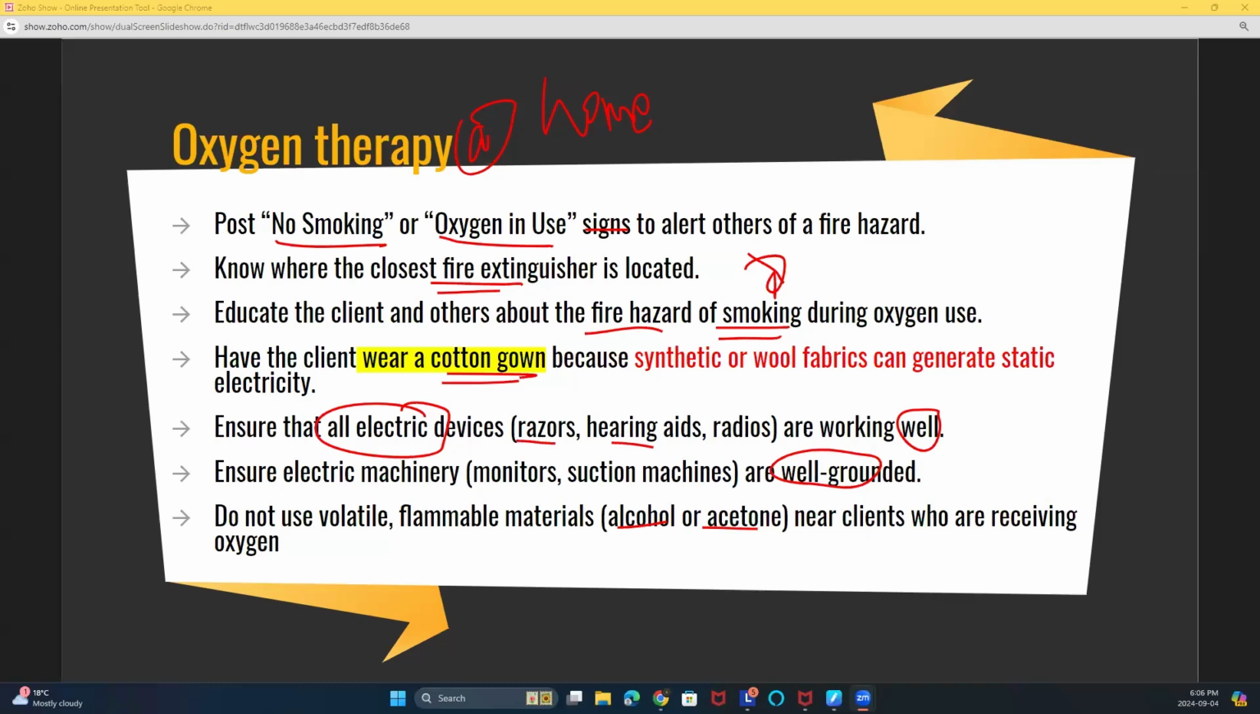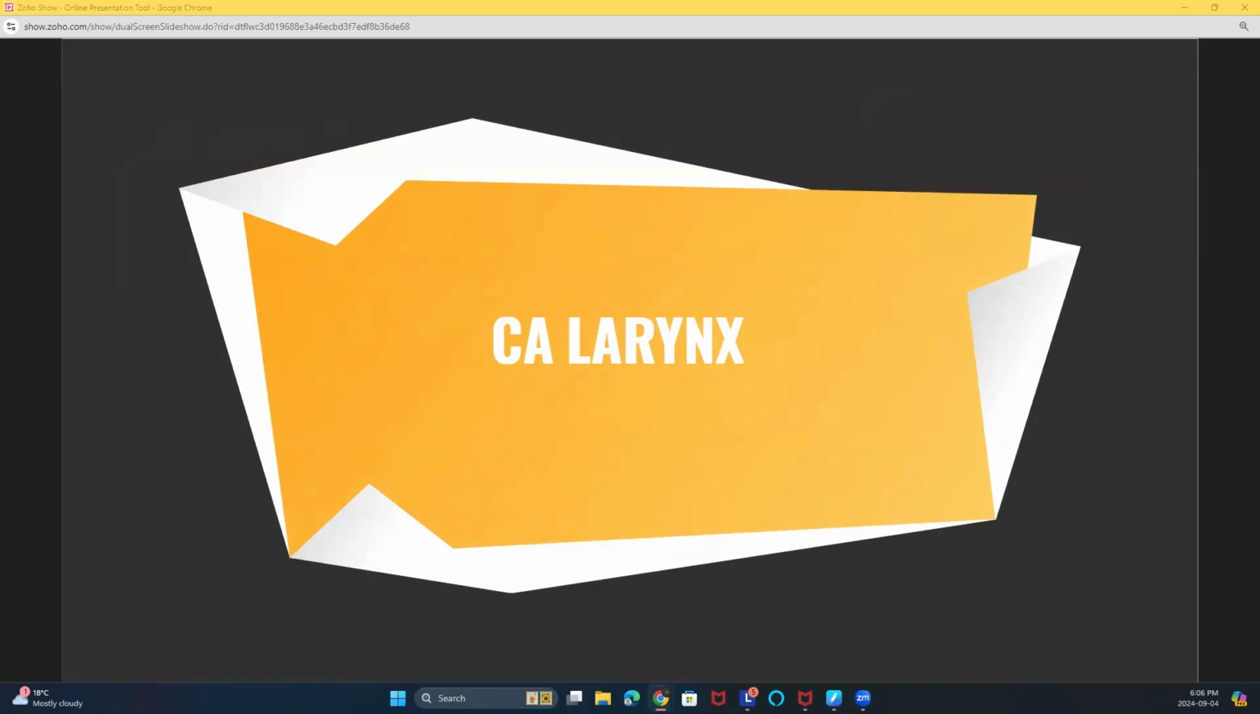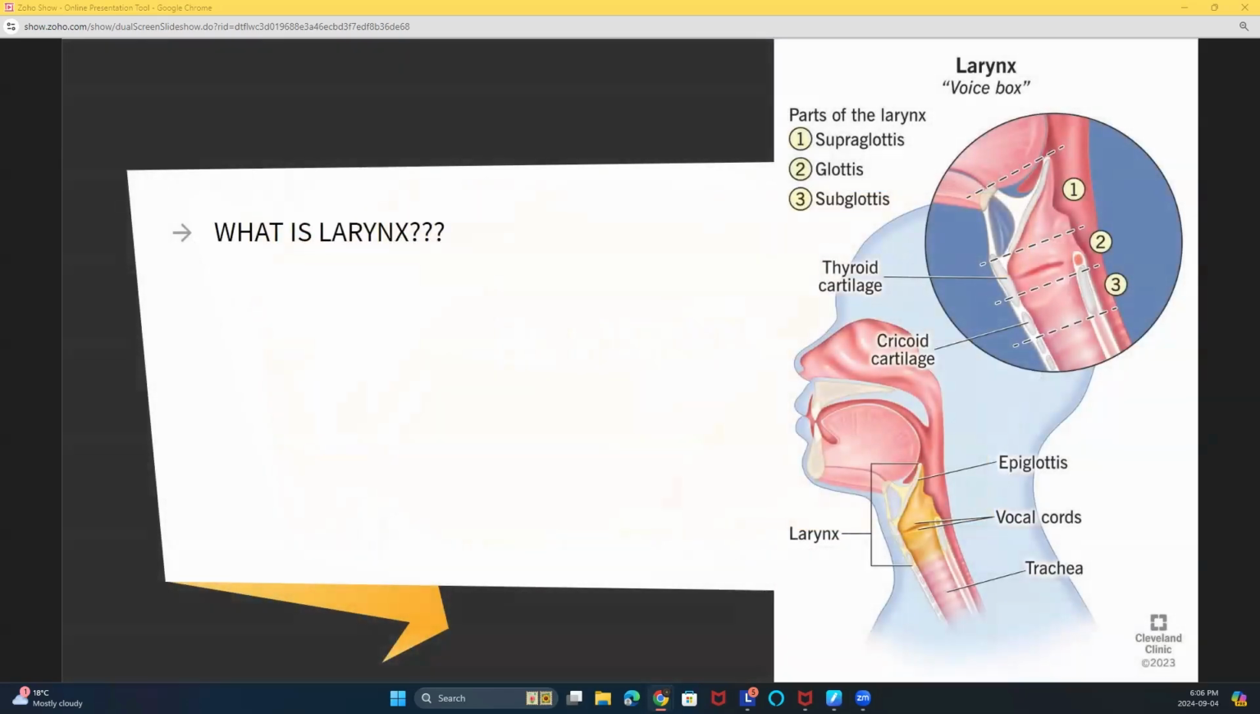Now let's get back. Now let's discuss another type, cancer of the larynx. The reason I am talking about the larynx is that it is linked with the tracheostomy, but it is a different kind of tracheostomy. So first of all, what is the larynx? The larynx is also known as the voice box. Whenever there is any problem in the larynx, what are the expected signs and symptoms? Hoarseness of voice.